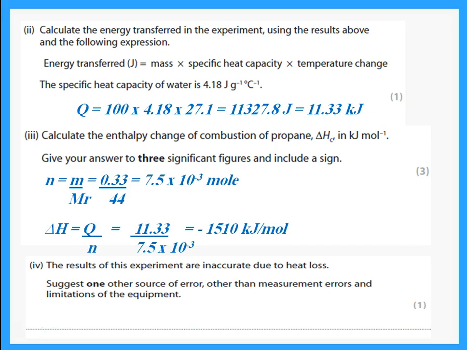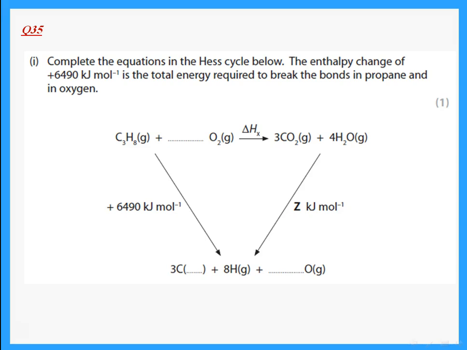The results of this experiment are inaccurate due to heat loss. So just one other source of error. Again, if we're burning something, there will be heat loss to the environment, but there will be incomplete combustion of the fuel. And remember that if he wants a third one, the third one would be that some of the alkane or the propane evaporated, so that the mass that we're using is not the correct mass.